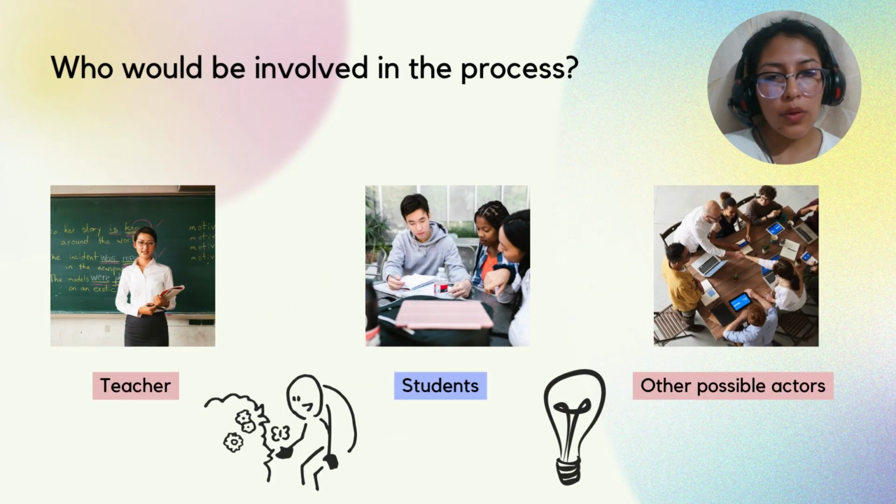Who will be involved in the process? First, the teacher. The teacher is the facilitator and observes the whole process. Students are active protagonists in the diagnosis, proposal, and implementation. And other possible actors could be academic coordinators, school psychologists, and maybe parents if it is necessary.